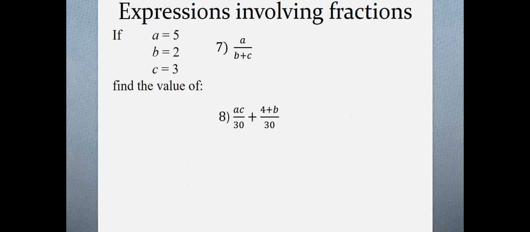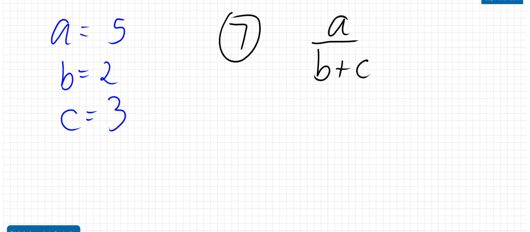Okay, the next type of expressions we have involve fractions. So you can see questions 7 and 8, there are fractions given to us. Now, we just do the exact same thing, and this obviously will involve your fraction skills. Okay, so let's replace our variables. We have A on top, and A, they tell us, is still 5, so 5 over. And then B plus C, B is 2. Now I'm going to put this in brackets to emphasize that we must do this. So 2 plus C, which is 3.